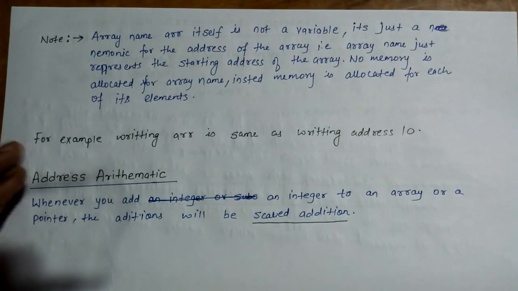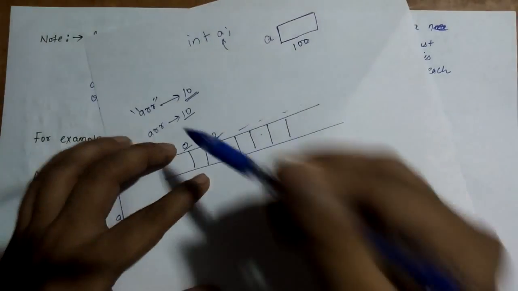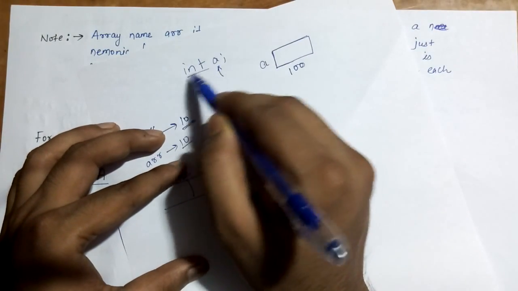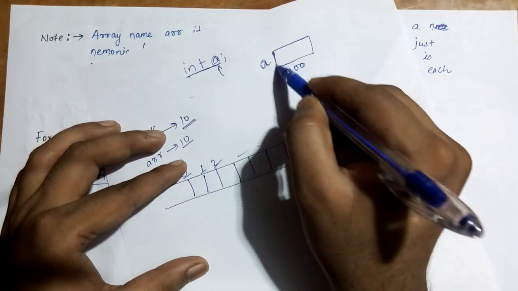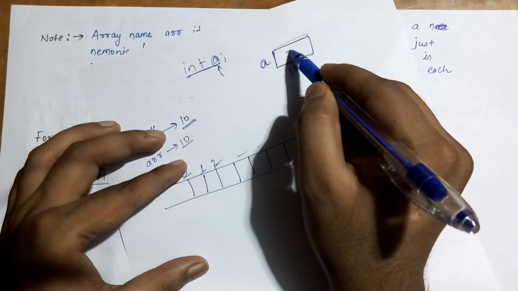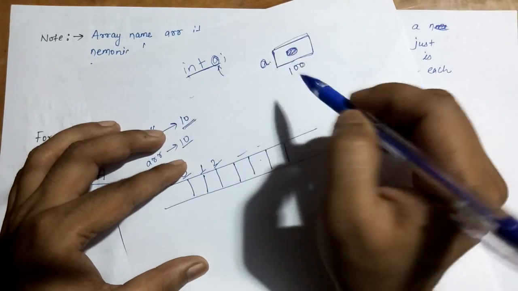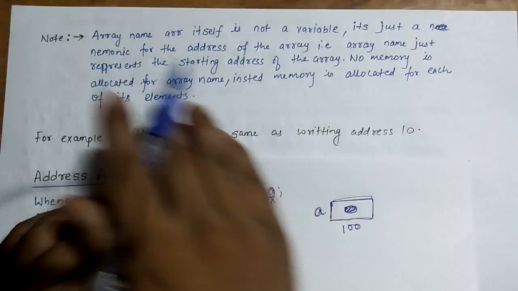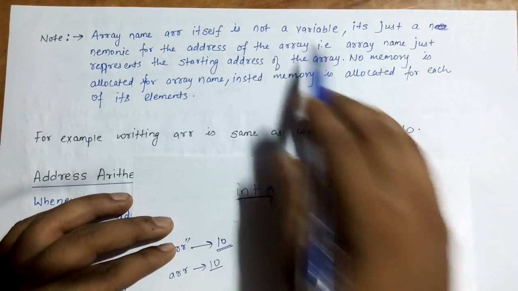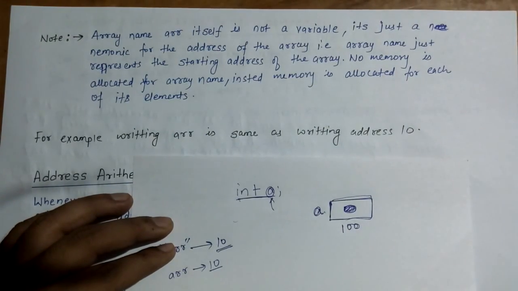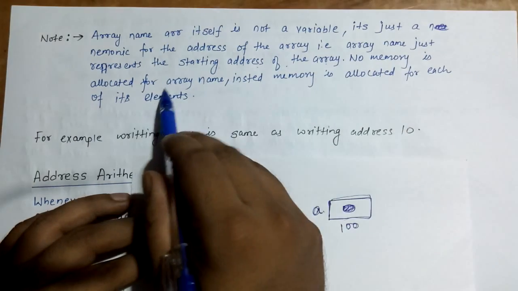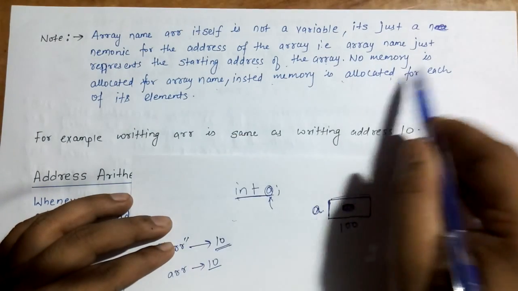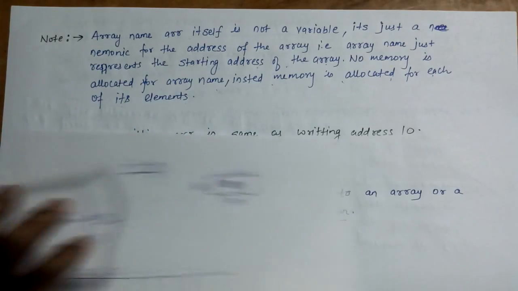One thing you should know is that whenever you write any variable declaration, let's say int a, the name of the variable is assigned a memory location, and in that memory location you can store some values. But for an array it's not the case. The array name itself is not a variable, it's just a mnemonic for the address of the array. That is, the array name just represents the starting address of the array. No memory is allocated for the array name. Instead, memory is allocated for each of its elements. Let's see what it means.